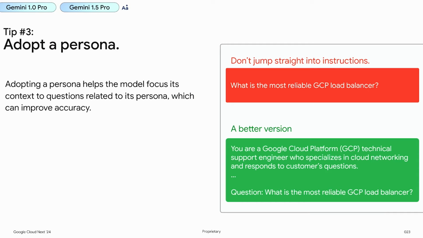So what we did is we rewrote the prompt and clearly called out the persona that the LLM has to pretend to be. So in this case, we specifically mentioned a Google Cloud Platform Technical Support Engineer who specializes in cloud networking, who responds to customers' questions. So this completely changed the tone, the quality, as well as the length of the response.